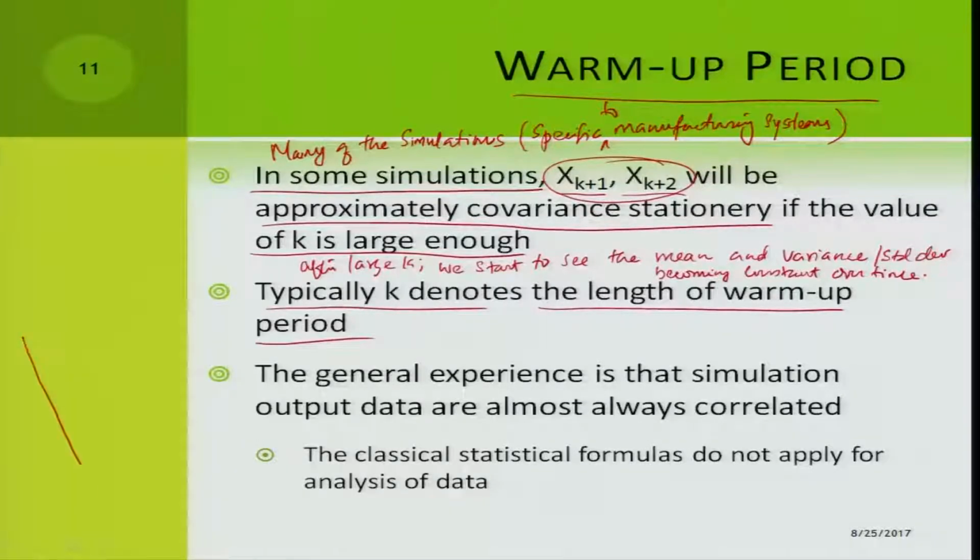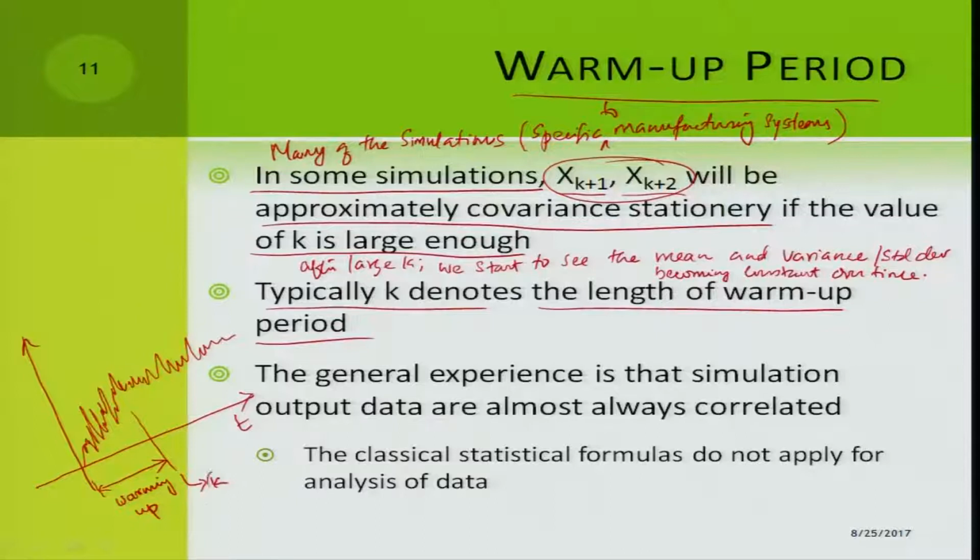If you look at the output of a system, it will look like this. This is your time and this is some output. You will start seeing it from 0, you will see all these kinds of variations. It will go like this, and then after some point of time you will start seeing it do this. So up to this point is when the system was warming up, and here this is the value of k, the time period. At time t equal to k is when the system transitions from a warm up system to steady state.